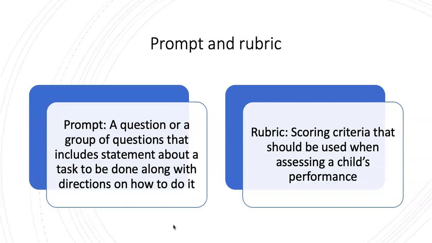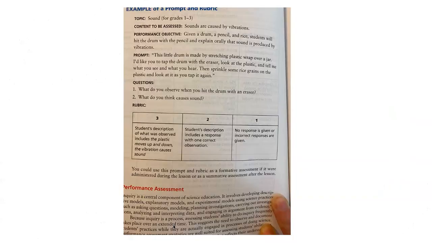So prompt and rubric. Prompt is a question or group of questions that include statements about a task to be done along with directions on how to do it. And the rubric is the scoring criteria that should be used when assessing a child's performance. So what does that really look like? Well, it's not actually you making them write the stuff down. This is you walking around the groups and asking your students specific questions and seeing if they're meeting the criteria.